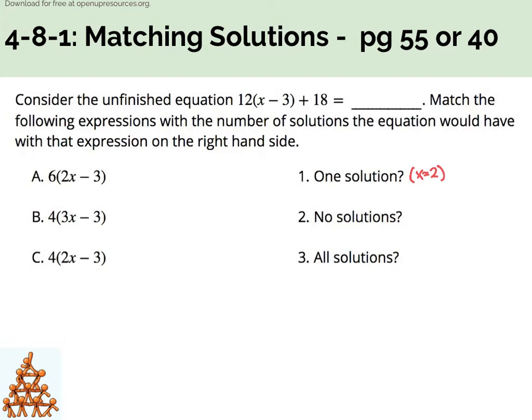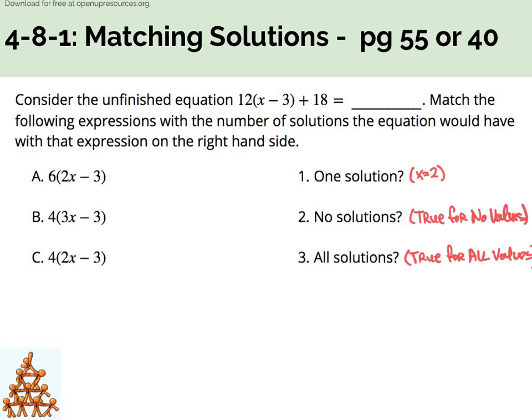Remember, no solution was true for no values, and all solutions was true for all values. When we were doing it yesterday, true for no values made it so that we had an equation where there was nothing we could put in there. We had the same variable on both sides of the equation, but the numbers were different. It didn't work. True for all values, remember, the equation was exactly the same.